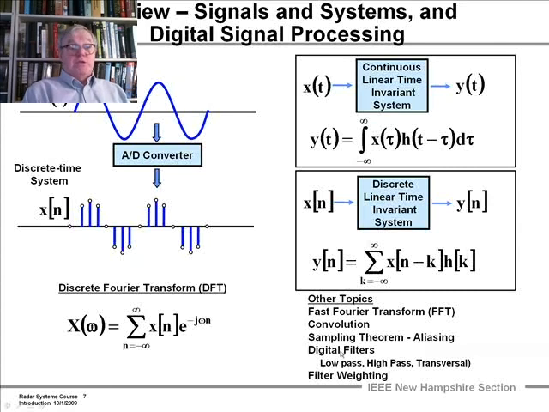Then we're going to discuss digital filters, the concepts of high pass, low pass, and transversal filters, also called passband filters, and how we can weight these filters to reduce the side lobes of the filter. The energy's got to go somewhere, so it'll make it a little bit wider, but will bring down the top, the gain of the filter, and the pluses and minuses of these, and how they're used in radars.